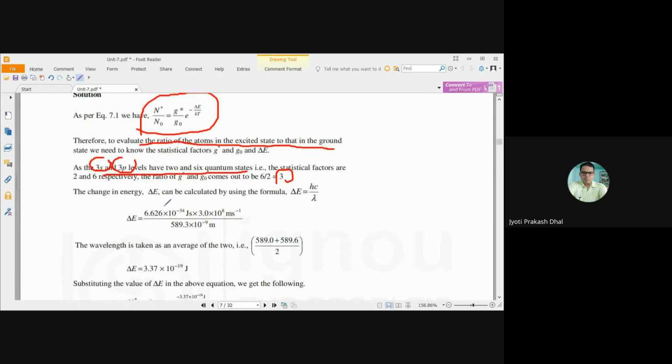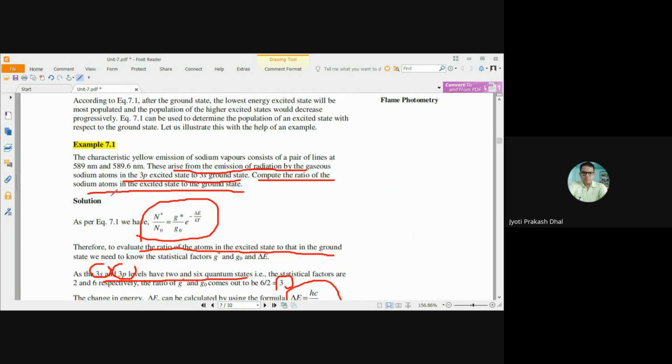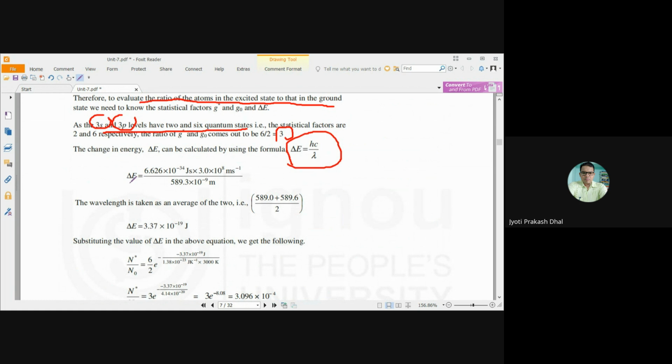And the change in energy can be calculated by using the formula delta E equals hc by lambda, because here the lambda value is already given in the question. So delta E equals Planck's constant 6.626 into 10 to the power minus 34 joule second into c, that is the velocity of light, that is 3 into 10 to the power 8 meter per second divided by lambda.